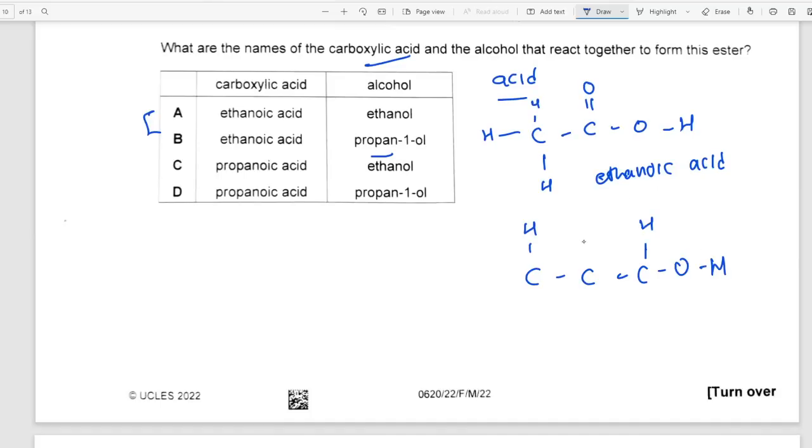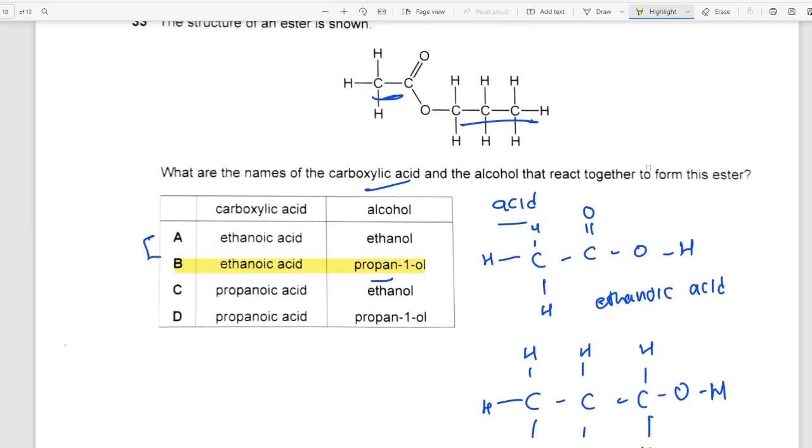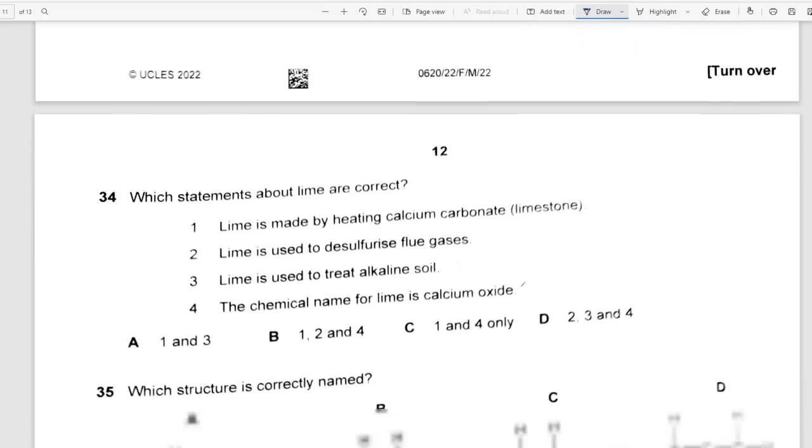Okay, so this has the hydrogen bonds. This is how you draw propanol. So this joins together to form ethanoic acid and propanol to form that ester right here. The ester linkage we know is this is the ester linkage. Okay, we move on to the next question.